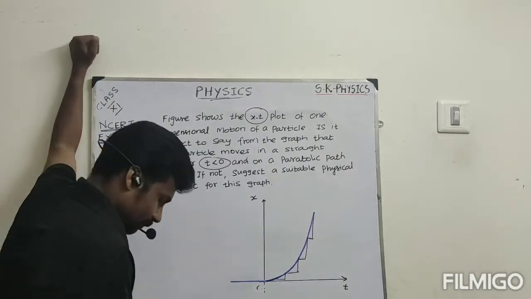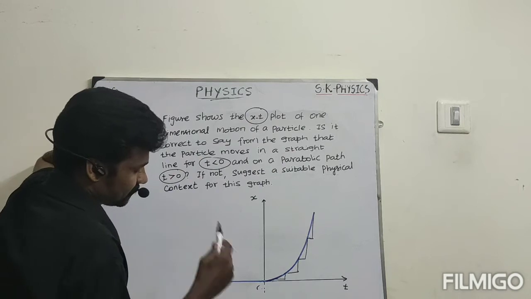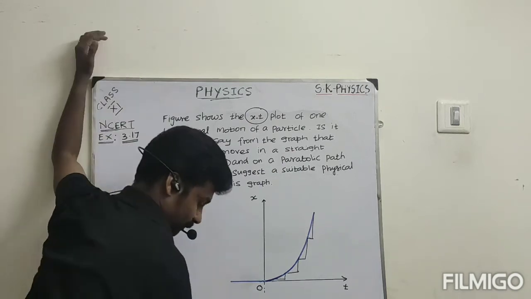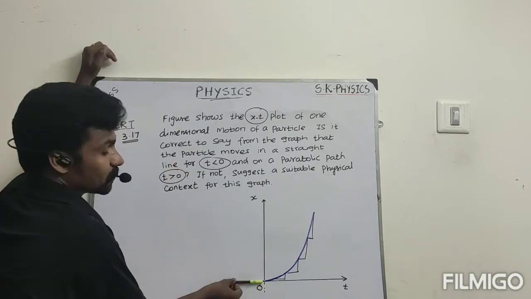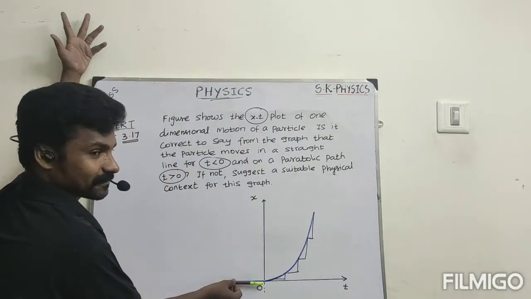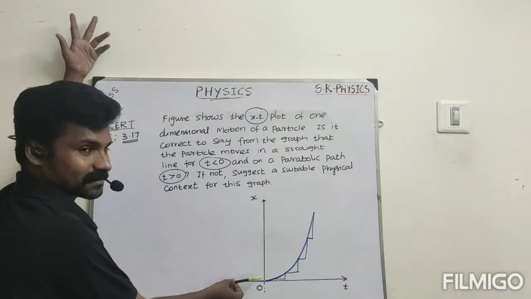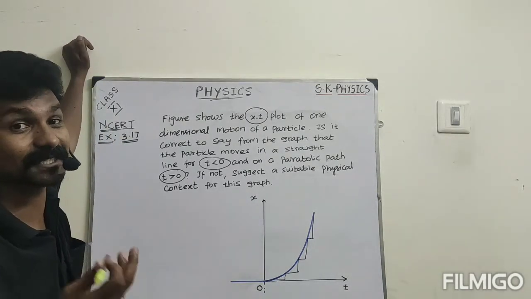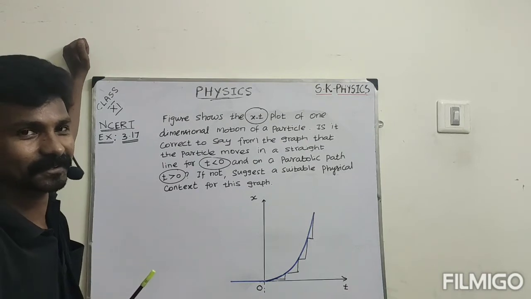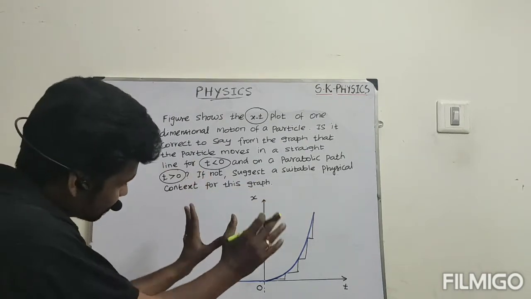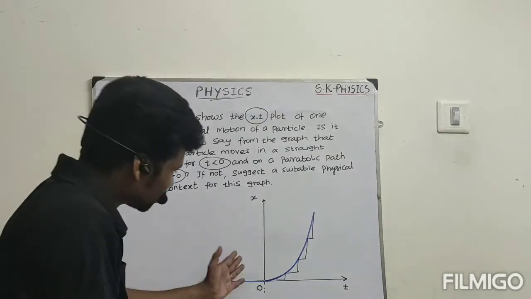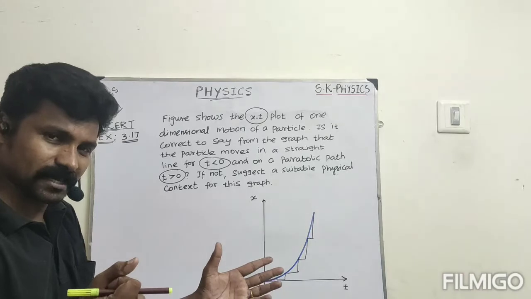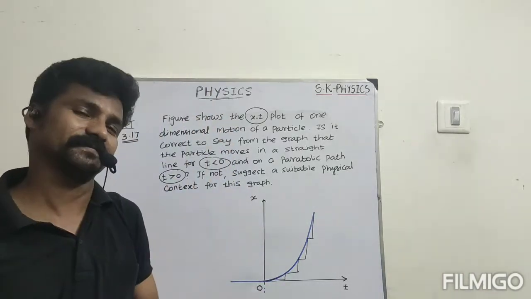But here, before this zero, what is the slope? No slope. That means what? Rest position, zero speed. So this is the nature of the graph. Up to the starting time, the object is in rest position.